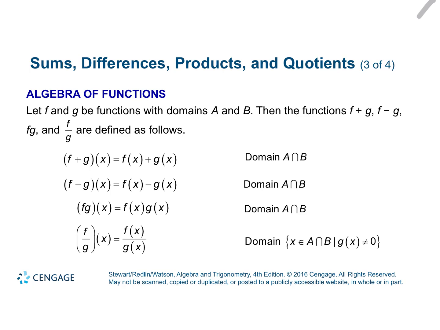So good morning. We're going over 2.7. We're going to go over combining and compositions of functions, part 1. It's sums, differences, products, and quotients.